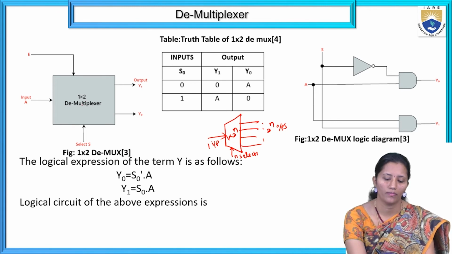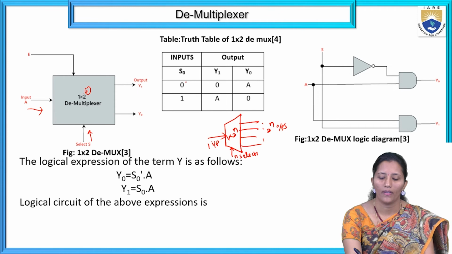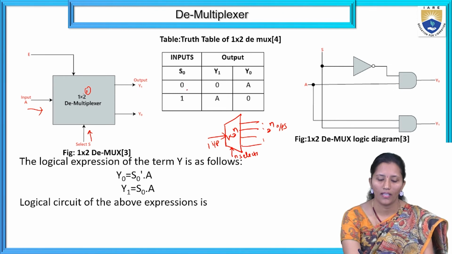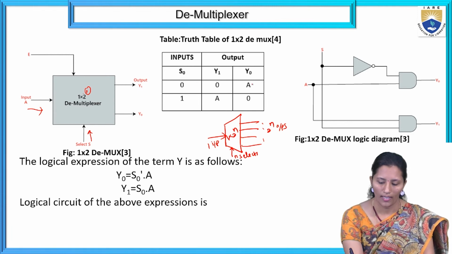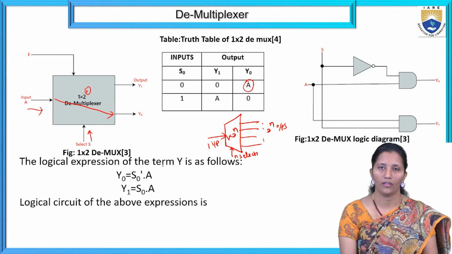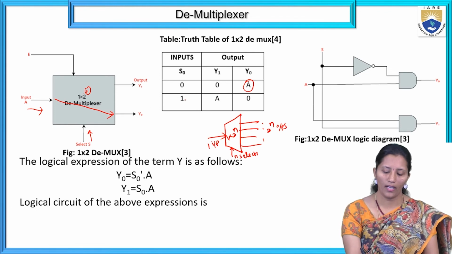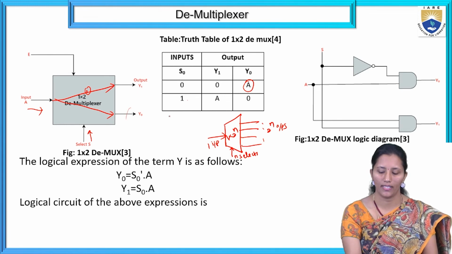Here, the 1 by 2 demultiplexer has one input and 2 outputs, 2 power 1, so 1 selection line. If S0 is 0, then whatever the input is, that will be routed to Y0. So Y0 is A and the other output will be disabled. If S0 is 1, this output will be disabled and whatever data is at A, it may be 0 or 1, that will be transmitted to Y1.